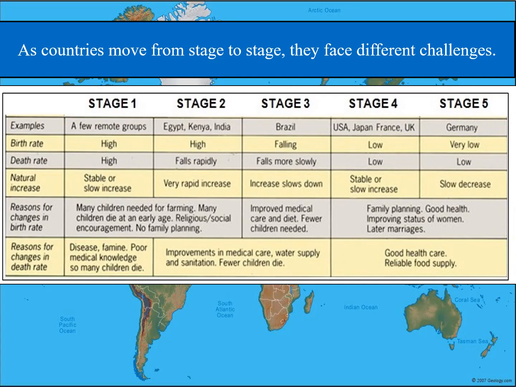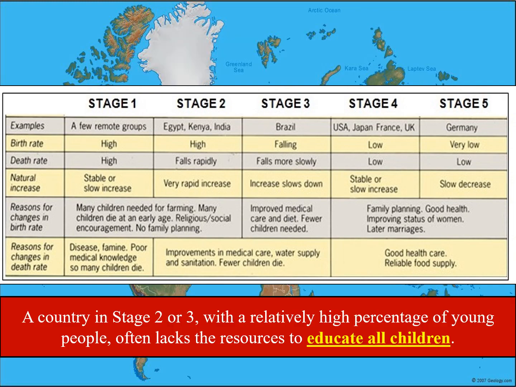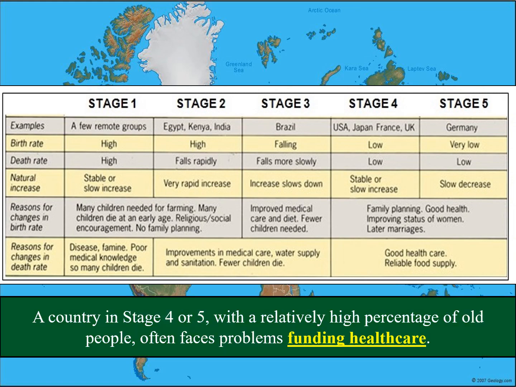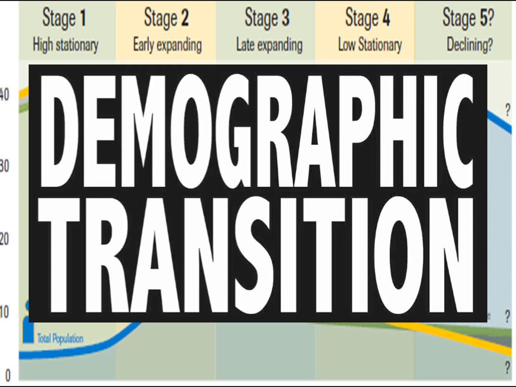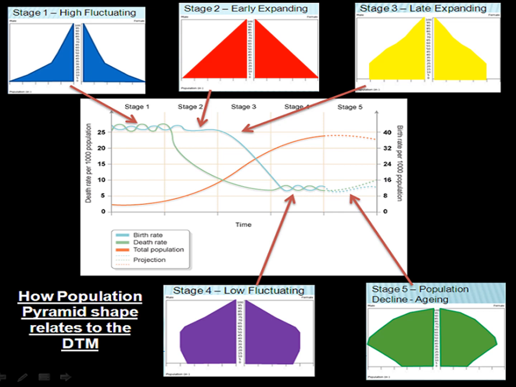As countries move from stage to stage, they face different challenges. A country that's in stage 2 or 3 with a relatively high percentage of young people often lacks the resources to educate all children. A country in stage 4 or 5 with a relatively high percentage of old people often faces problems funding healthcare. However, since the elderly can vote while children cannot, the elderly often have more influence on governmental policy than do children. So take a second and watch the video again. So hopefully now you understand why different shape population pyramids coincide with different stages of the demographic transition model.